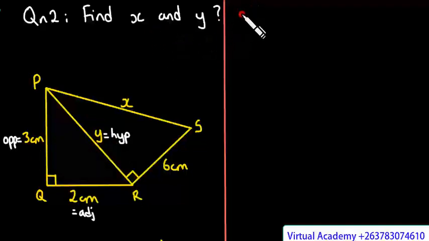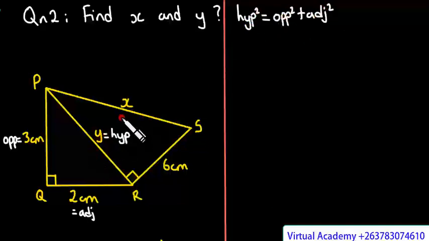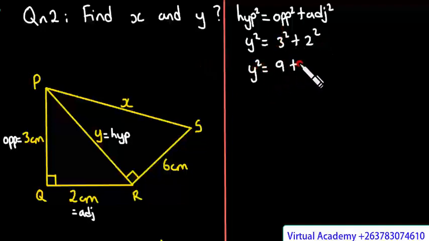So Pythagoras theorem simply states that the hypotenuse squared is equal to opposite squared plus adjacent squared. Then I can put this information in my formula. For the hypotenuse, it's y, so I'll have y squared is equal to opposite, that's 3, so 3 squared, plus adjacent, that's 2, so 2 squared. Then y squared is equal to 3 squared, that's 9, plus 2 squared, that's 4. Then y squared is equal to 9 plus 4, and that gives me 13.